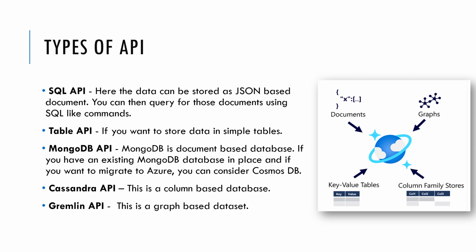If you have an existing MongoDB database in place and you want to migrate to Azure, you can consider Cosmos DB. Cassandra API: this is a column-based database. Gremlin API: this is a graph-based dataset.